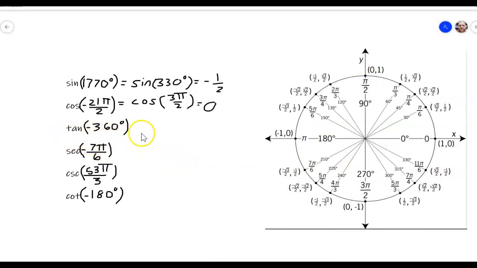All right, the tangent of negative 360. Using coterminal angles, this one's going to be much easier because I can just add 360 to that, and that's going to be the tangent of 0 degrees. Negative 360 plus 360 is 0. The tangent is y over x, so 0 over 1, which is just equal to 0. So the tangent of negative 360 degrees should just be equal to 0.